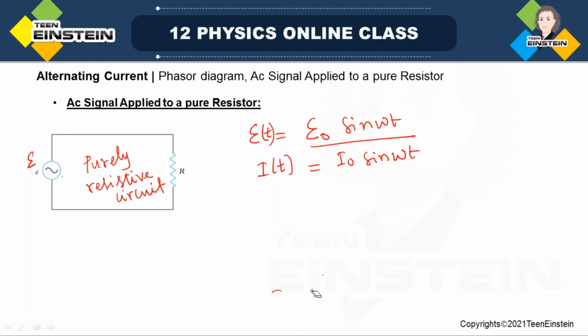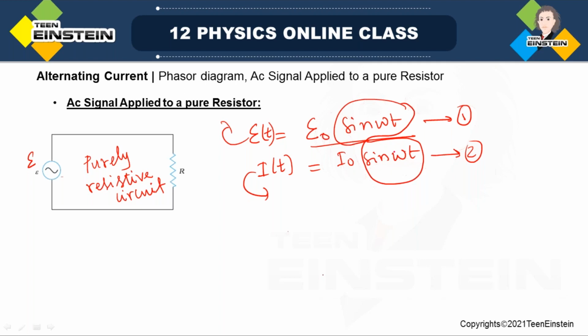Okay, so see, I have written two equations. This is equation 1, this is equation 2. So you can see that this is current, this is alternating voltage or EMF, and both are functions of sine omega t. That means both have the same angular frequency and the same phase angle, omega t.